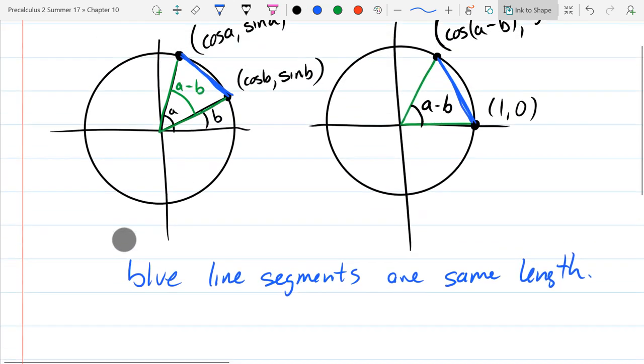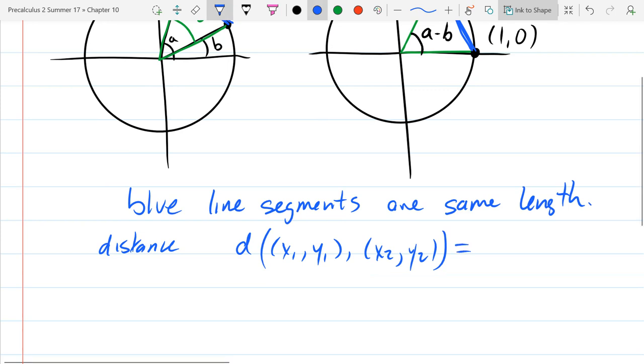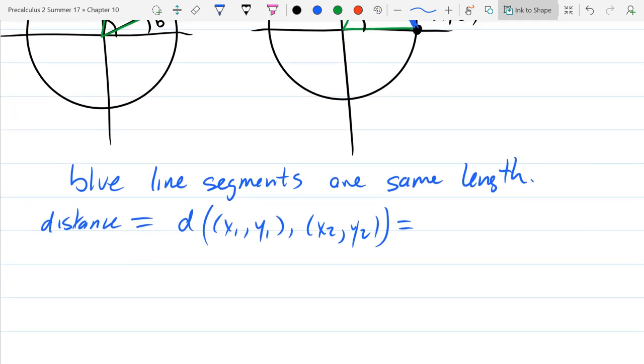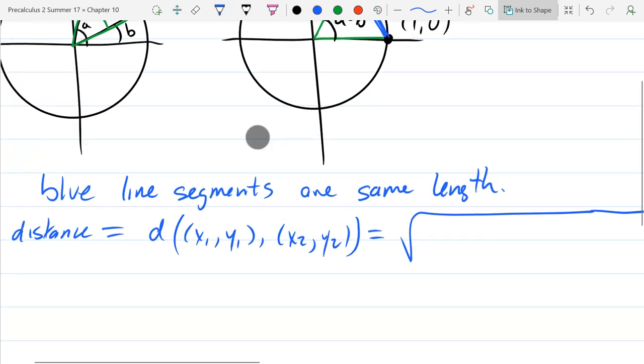So, the length formula, or distance formula. Now, distance is between two points, so I'm going to go (x1, y1), (x2, y2). This is a distance function, so I'm using the letter d for distance. And this is the square root. This comes from the Pythagorean theorem, which maybe I should explain too.